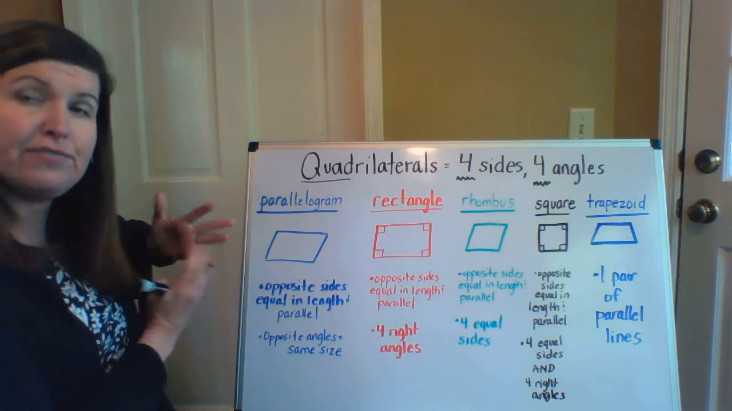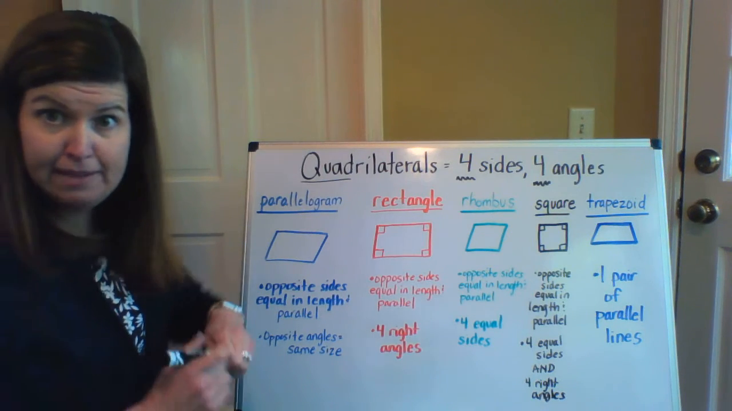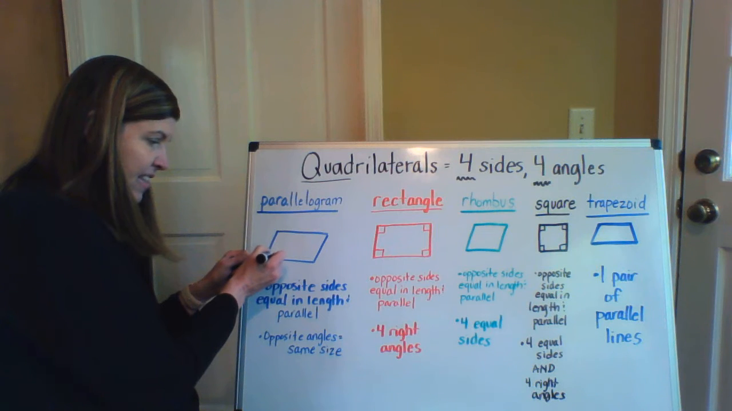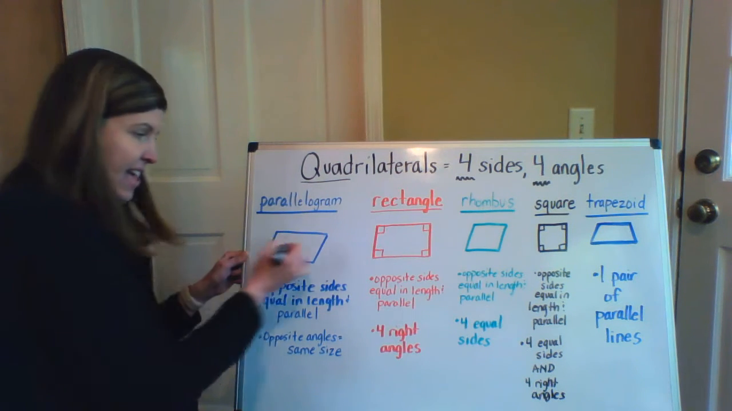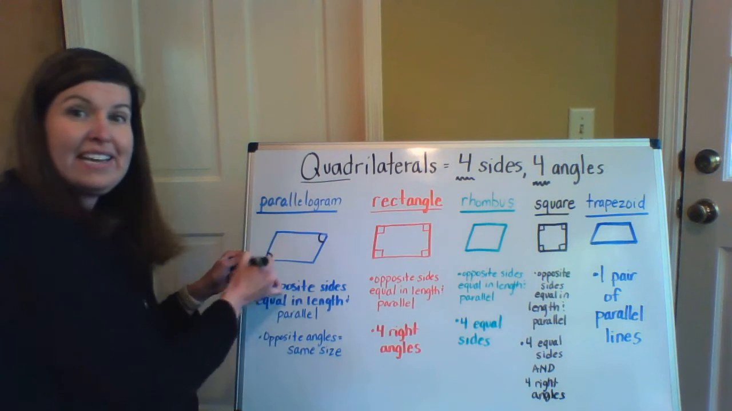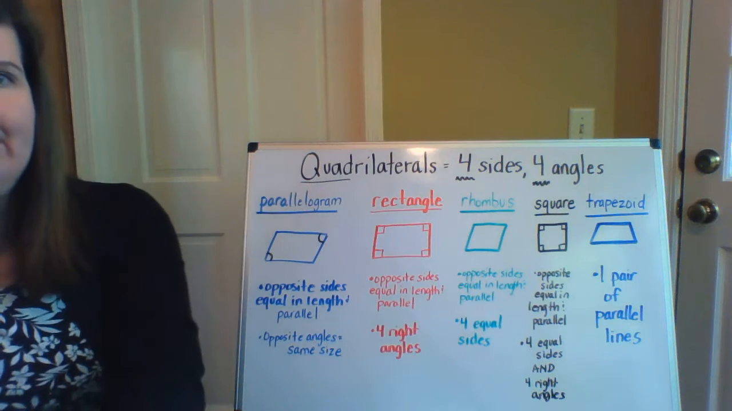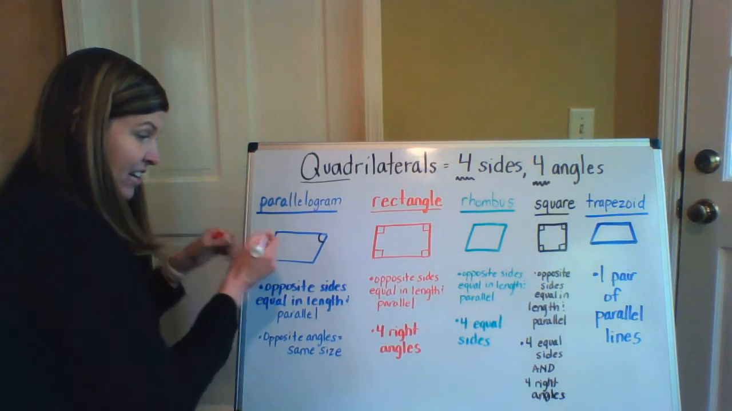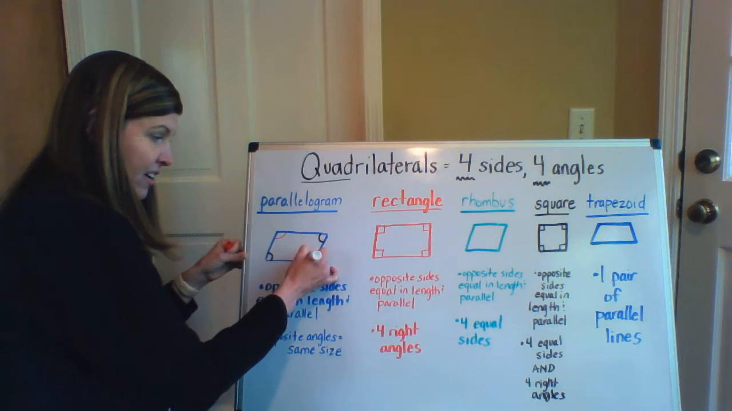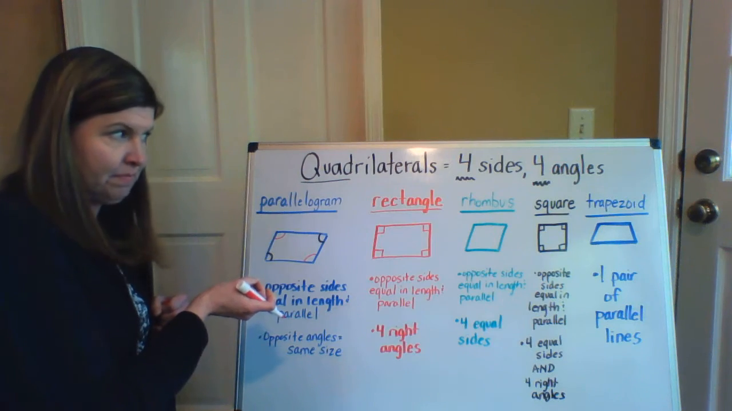The interesting thing that's different about a parallelogram is that the opposite angles are the same size. So what that means is if you measured this angle right here and this opposite angle right here, they would be the same. And if you measured this angle here with a protractor and this angle over here, they would be the same measurement.